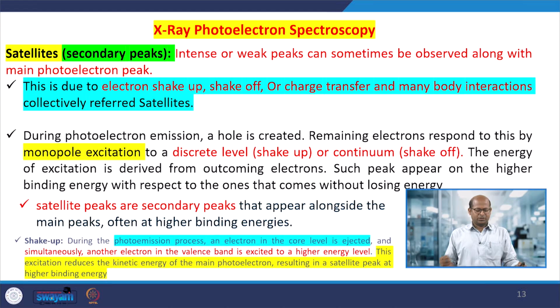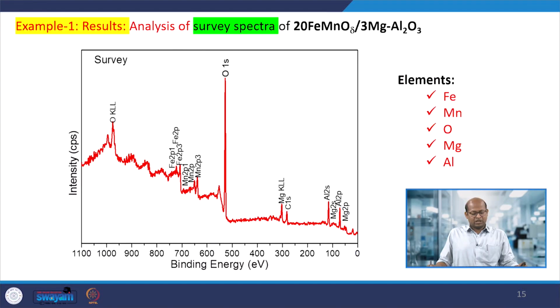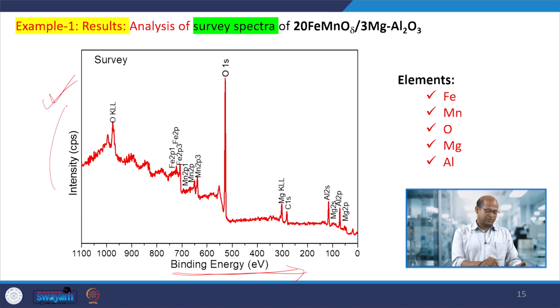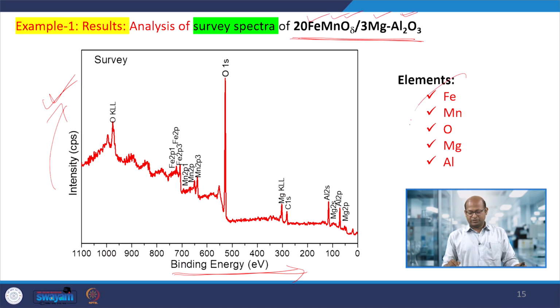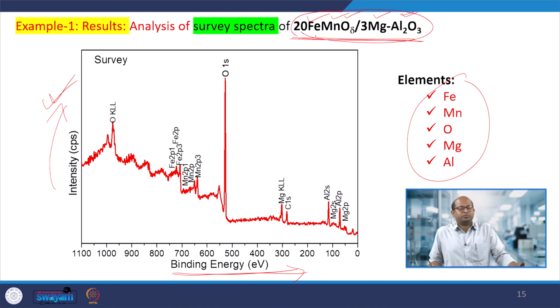So with XPS we can get surface spectra. This type of spectra we can get here, with binding energy on the x axis and intensity on the y axis. In the surface spectra you can see one example we are showing. Here our material contains iron, manganese, oxygen, magnesium and aluminum. These are the 5 elements present in that material, and once we place it inside the XPS equipment, we can get this type of surface spectra.